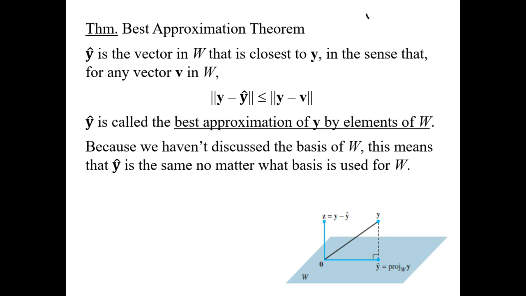My reason for pointing that out is, if we had an orthogonal basis, we now see there's an easy way to find y hat. We've got a formula for it. If we don't have an orthogonal basis, y hat still exists. It's still the same vector. It's just that without an orthogonal basis, it's a lot harder to find. So notice that having that orthogonal basis is very convenient.